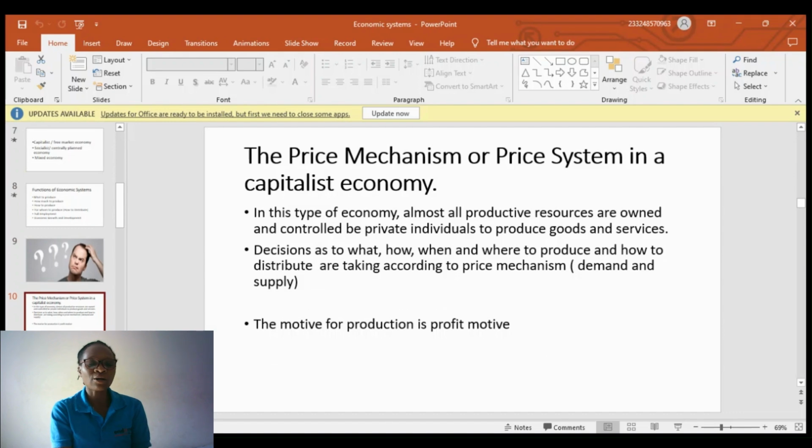If you don't demand, they cannot supply, because if no one demands a particular good and they supply, how are they going to make their profit? Because there are people who have invested their money to make sure they make profit out of it.